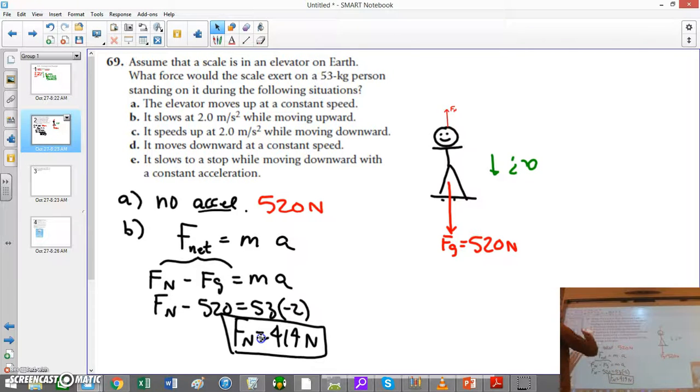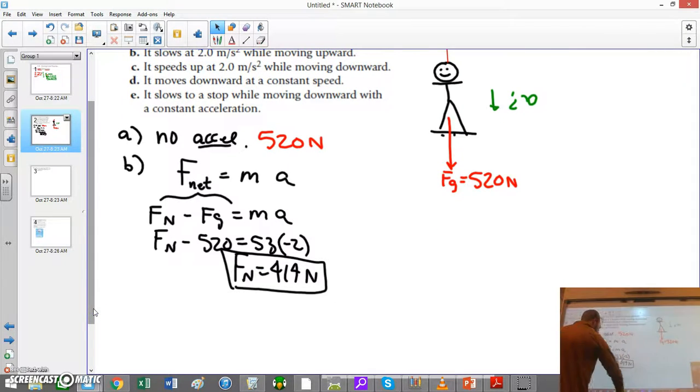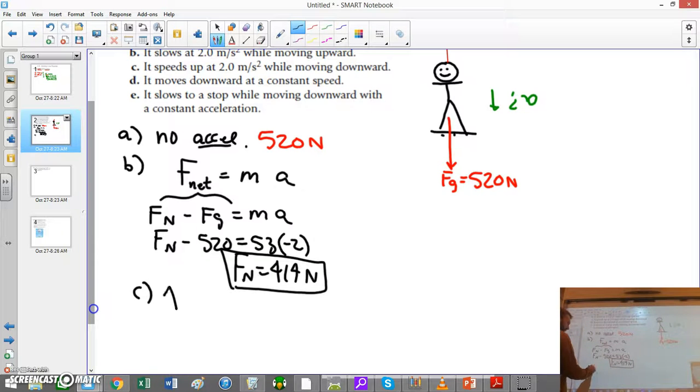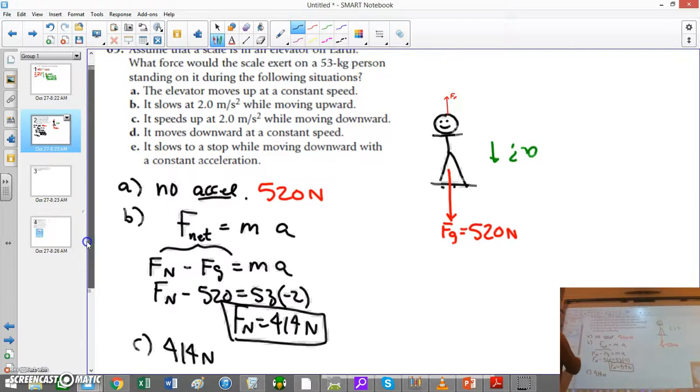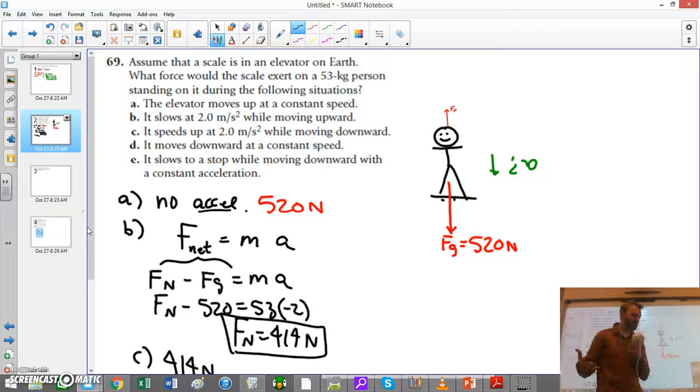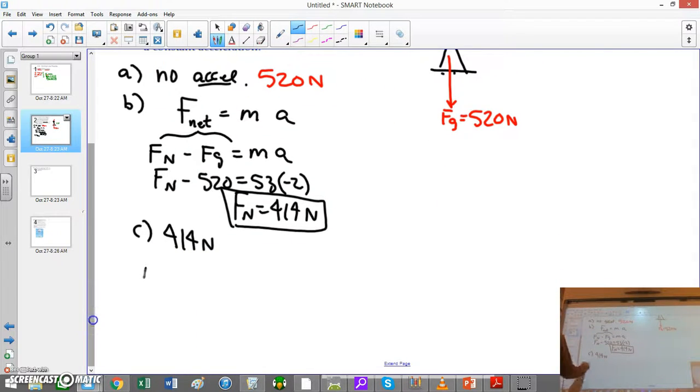Part C, it speeds up while moving down. Speeding up while moving down means that you're still accelerating in this direction, so you're going to get the exact same thing. Part C, 414 newtons. It doesn't matter which direction you're moving, all that matters is which way you're accelerating. And I'm accelerating down, so there you go. Part D, it moves down at a constant speed. So constant speed, no acceleration. It's going to be 520 newtons.